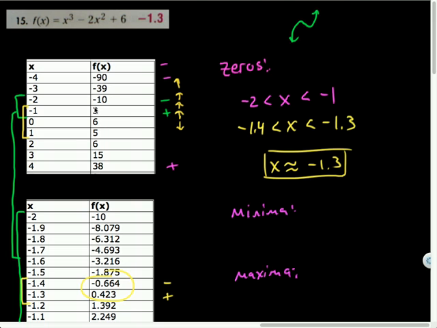Because it goes down and goes back up. Well, look, it went from 3 to 6 to 5. So it went up and then down. So my maximum must occur somewhere between, or a local max occurs between negative 1 is less than x is less than 1. Notice it takes 3 numbers to narrow down the window of a maxima.